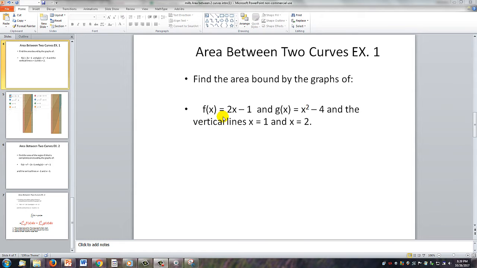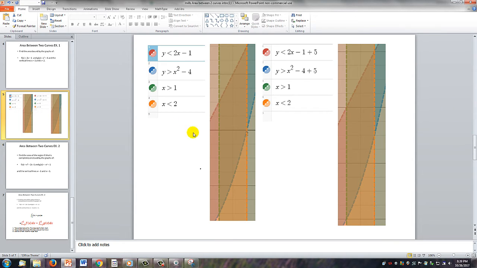Okay, so we did this problem, and I wanted to show you what it looks like on a graph. This is y equals 2x minus 1 here, and this is y equals x squared minus 4, and this is x equals 1, and this is x equals 2. So this sort of brownish area here is the area that we just found, and it's 11/3.